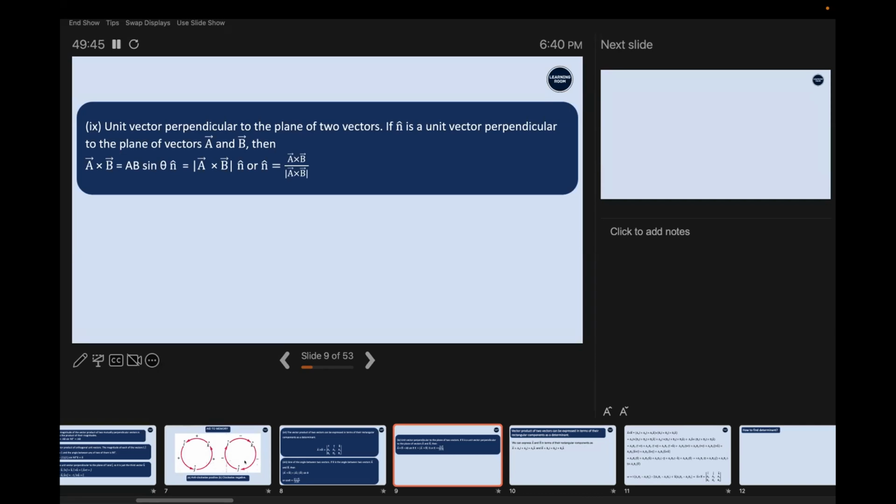If I keep them like this, I can think of a plane. So between two vectors, you can always draw a plane. And when you draw a plane, there will definitely be a vector which is perpendicular to these two vectors.